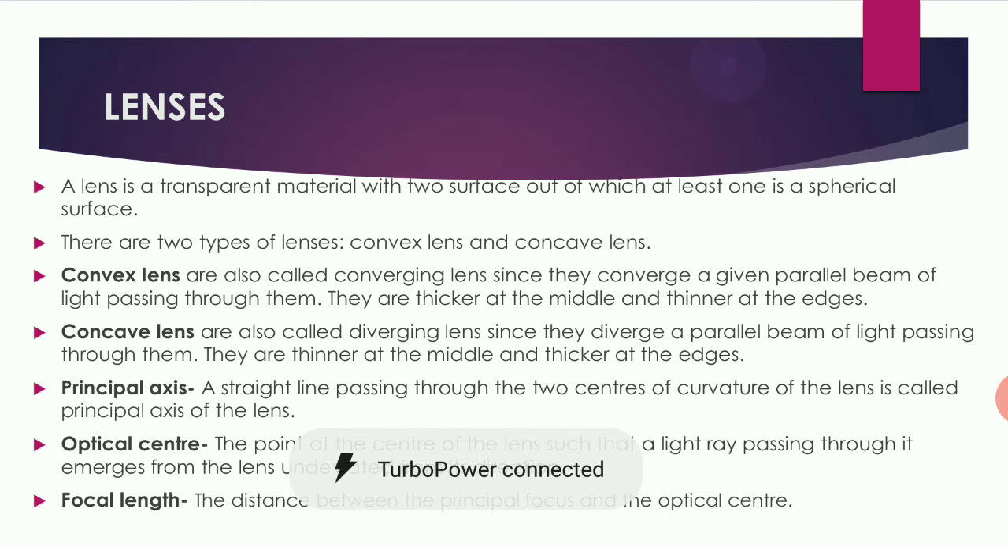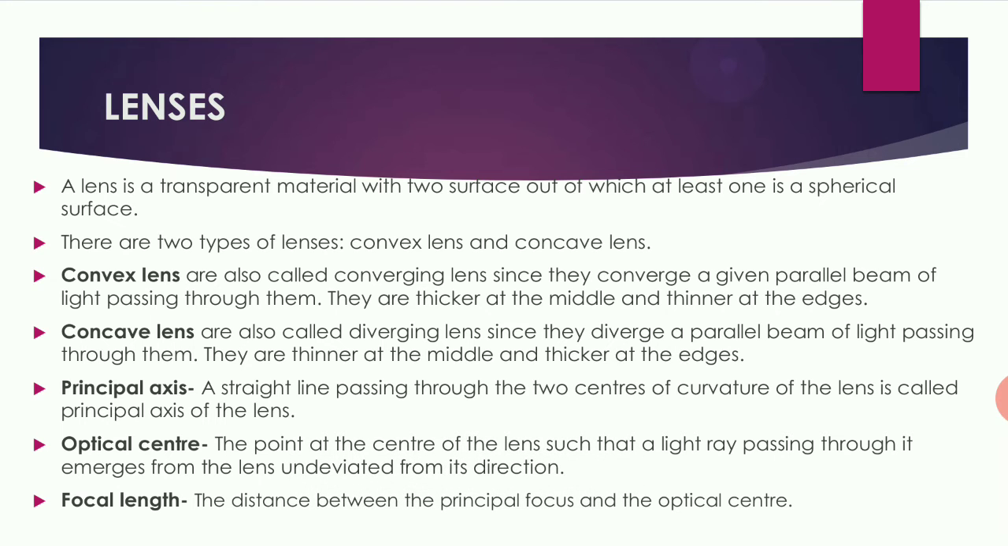There are two types of lenses. As we have two types of mirrors, we have two types of lenses: convex lens and concave lens. Now, what is a convex lens? A convex lens is also called a converging lens.